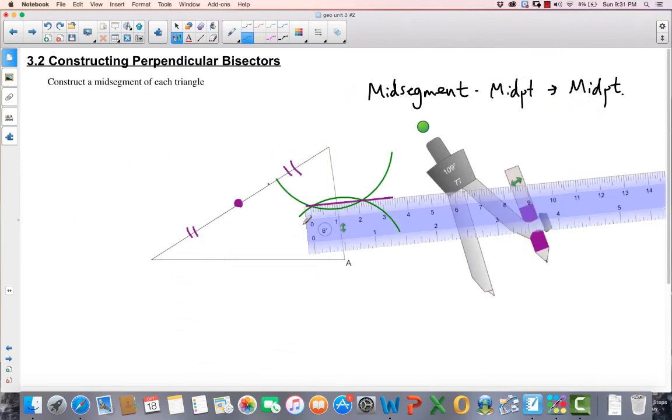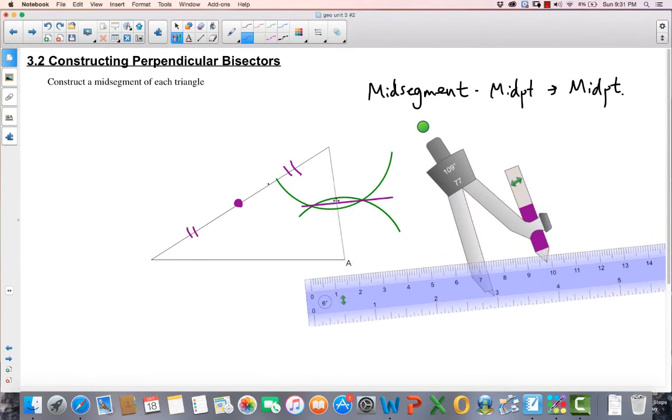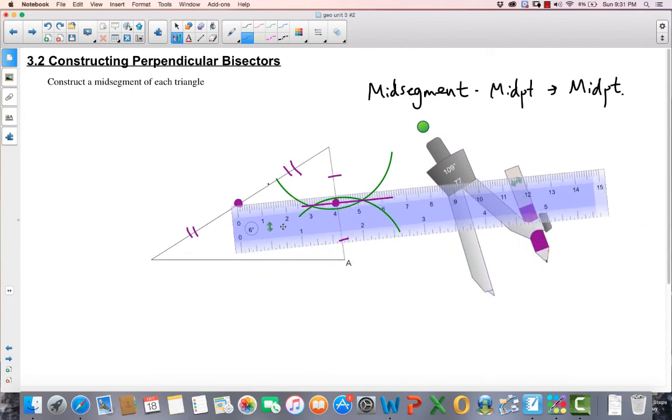Didn't take, there we go. Okay, and this point right here is our second midpoint. So we're going to label this congruent to this. Okay, and so what we're going to do now is take out our straight edge and connect up those two points.